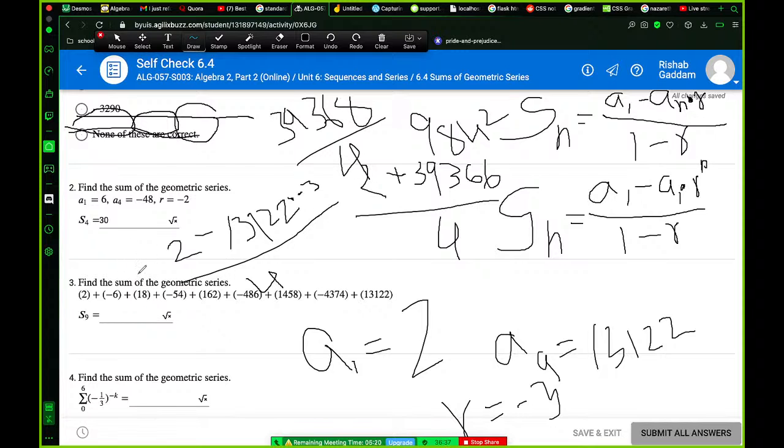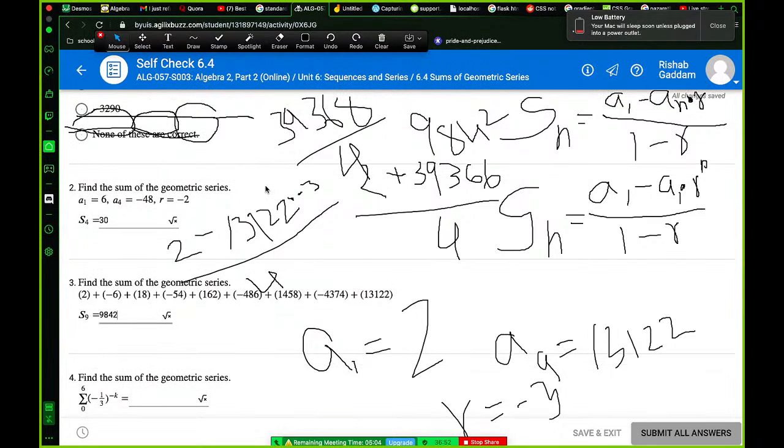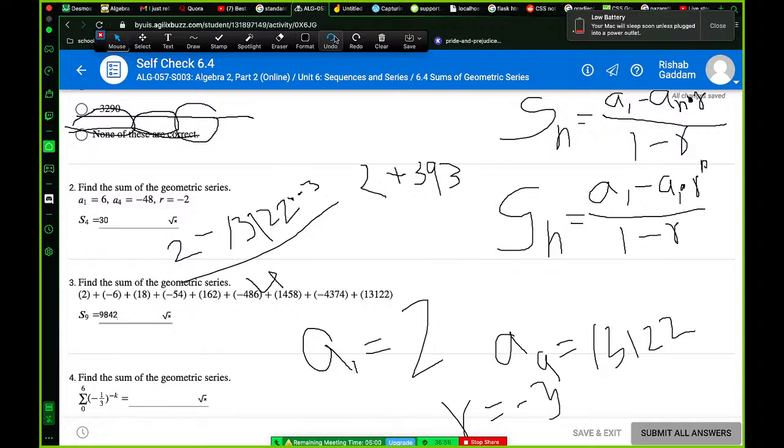Okay, good job. That's 9842. There we go. And let's just undo everything that we did, because we don't want all of those drawings on screen.